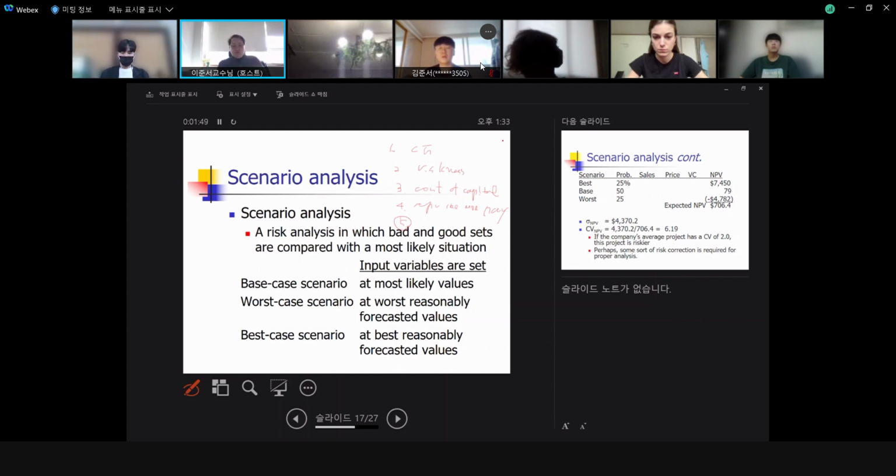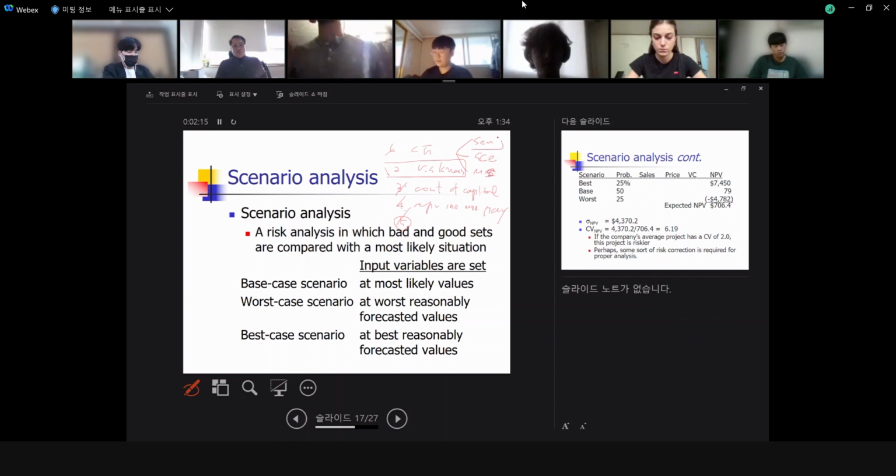Okay, so we have talked about the third, fourth, fifth, and first steps, and we are here now. So there are 3 methodologies to analyze the riskiness of a cash flow stream. The first one is sensitivity analysis. The second one is scenario analysis. The third one is Monte Carlo simulation. We talked about sensitivity analysis in the last class.